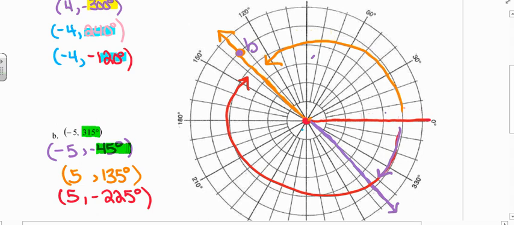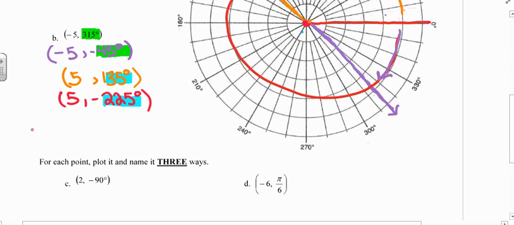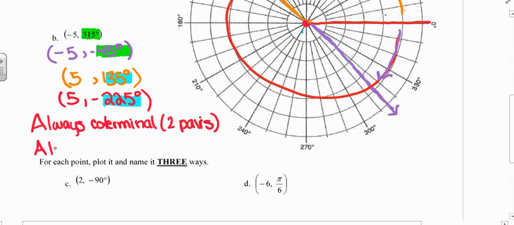Notice or pay attention to the fact that those angles are always coterminal angles, always. You will always have two positive R values and two negative R values. So always coterminal angles, and two pairs of them. Always two positive and two negative values for R.